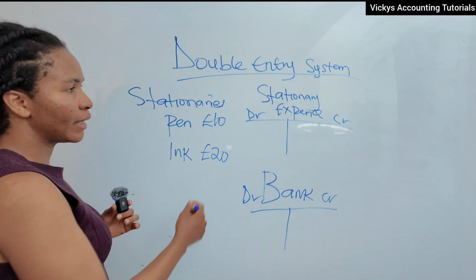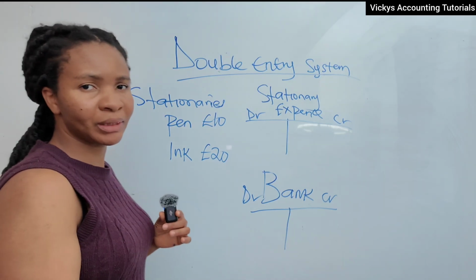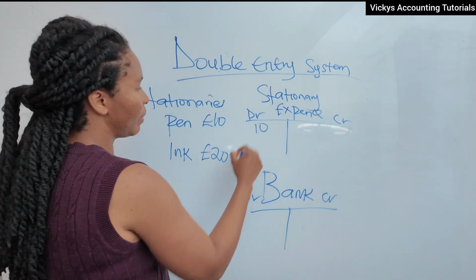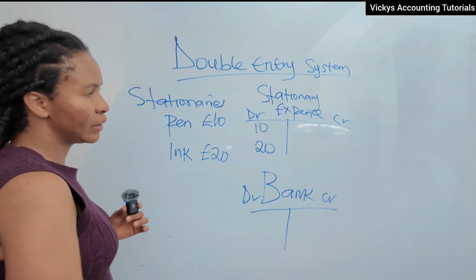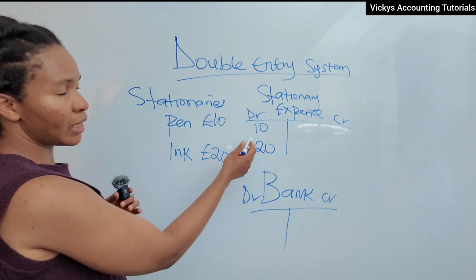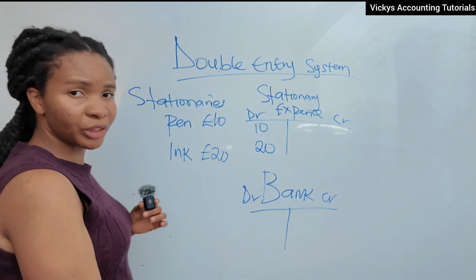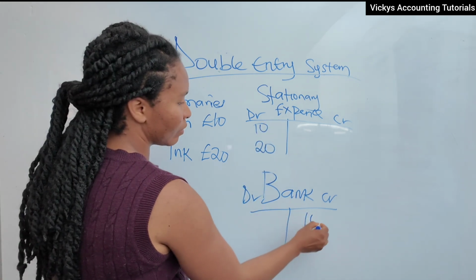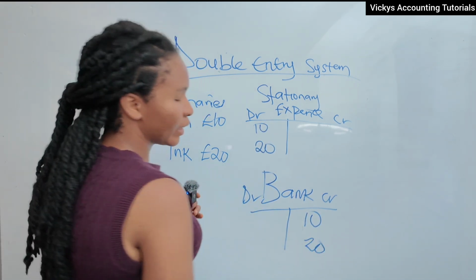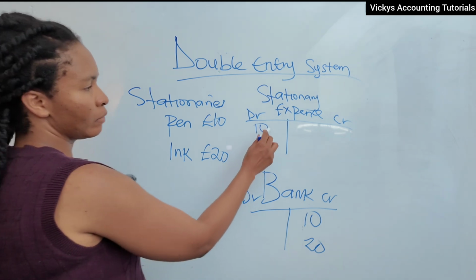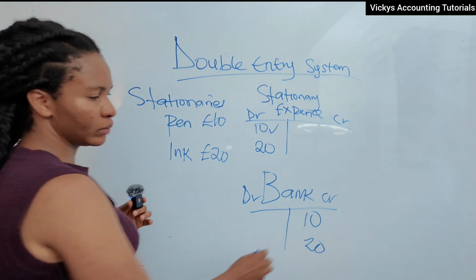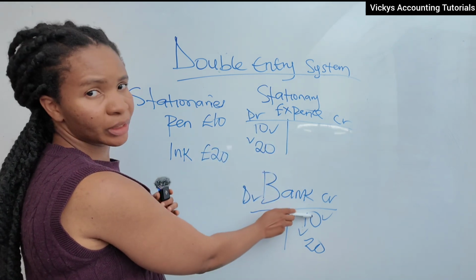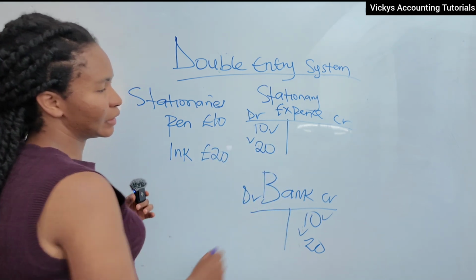Pen and ink, these are expenses, and expenses usually have a default debit balance. So £10, £20, okay? Because we've debited in the expense account, we have to credit. We have to reduce the amount that is in our bank because we're making payment, right? So pen £10, ink £20. You see, we debited £10, we credited £10. Every debit entry must have a corresponding credit entry, just like so.